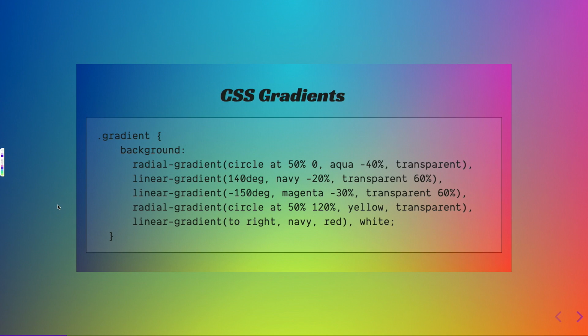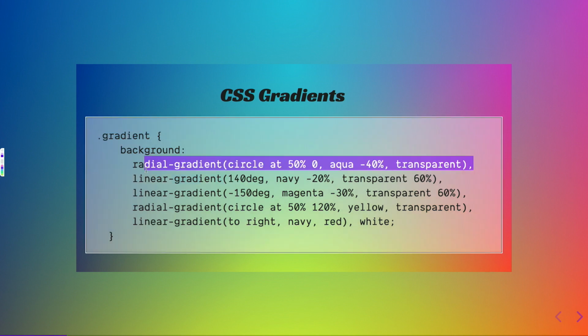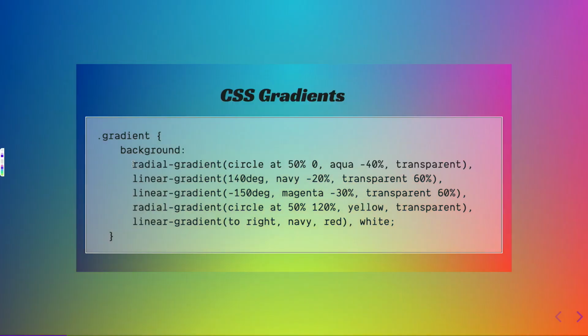CSS gradients are super, super cool. You can create entire backgrounds with CSS gradients, and they're really dynamic. You can have a whole list of gradients and apply them on top of each other. For example, here I have a radial gradient that I can just remove and apply, and this is the circle at 50% 0 at the top there. I'm offsetting it away from here 40%. I can make it 0, and then it'll go right in the center, a little closer into here.